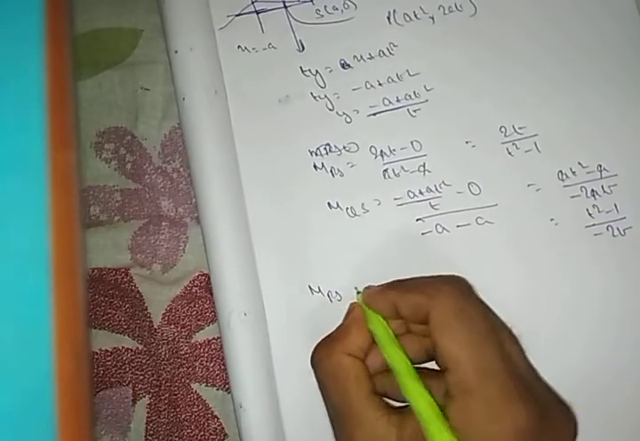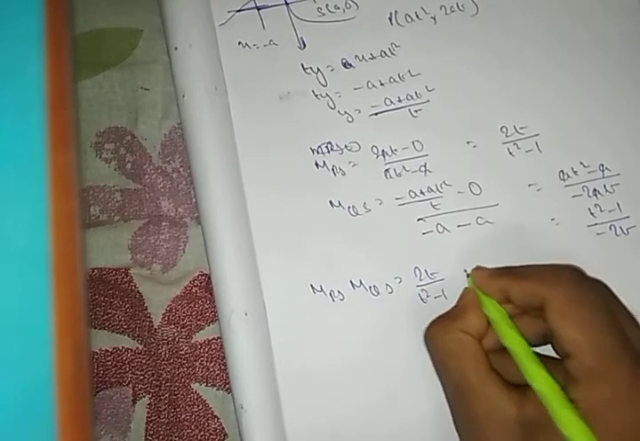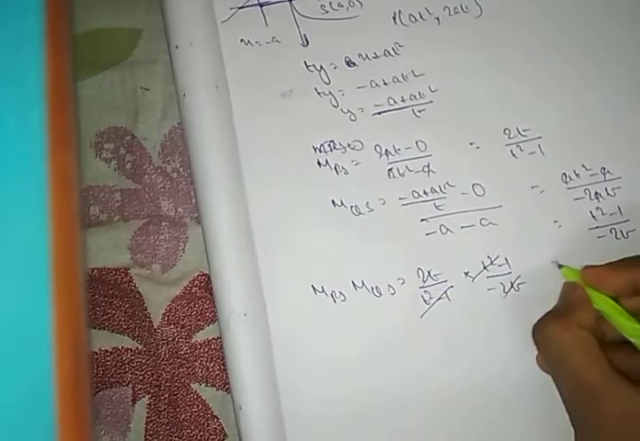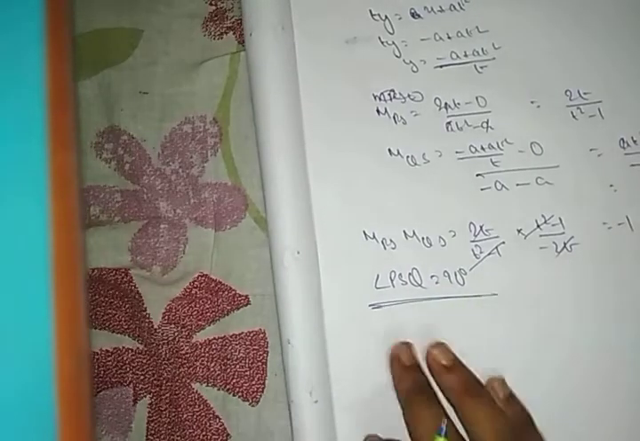Okay, so MPS into MQS is 2t by (t square minus 1) into (t square minus 1) by minus 2t. So what is it? T square minus 1 cancels, 2t cancels, it is minus 1. We need not find any angle more. We got the product of slopes as minus 1, so necessarily angle PSQ will be 90 degree.